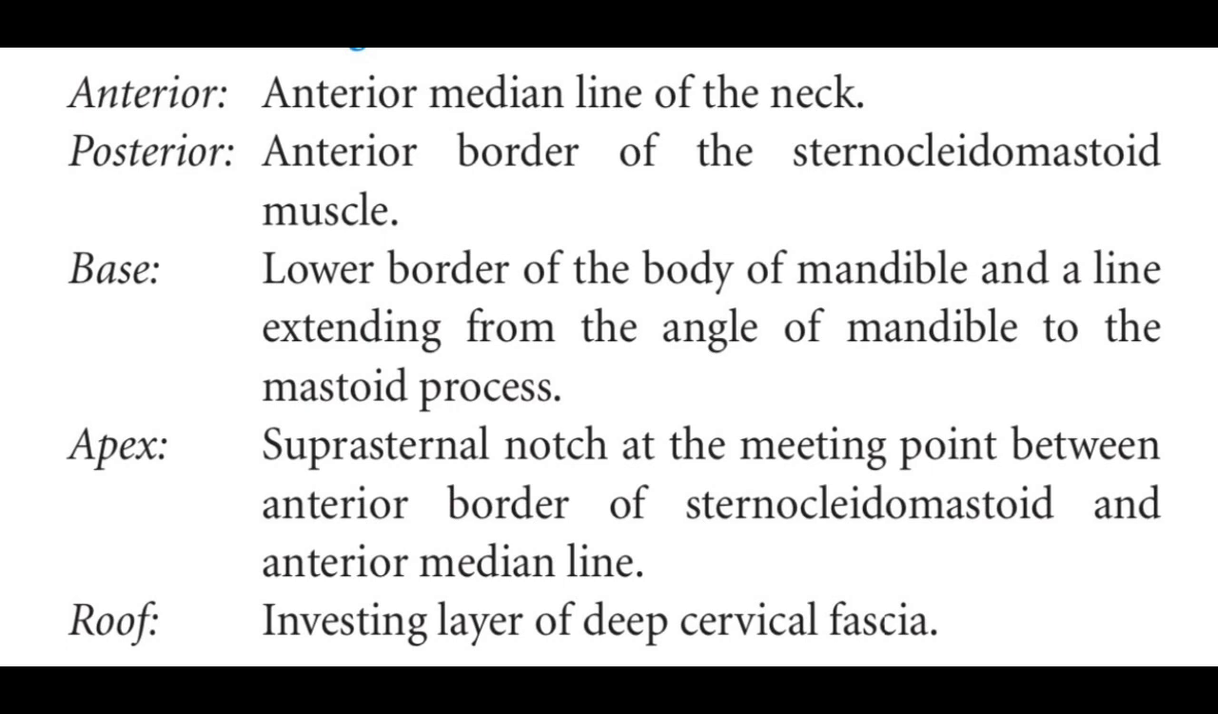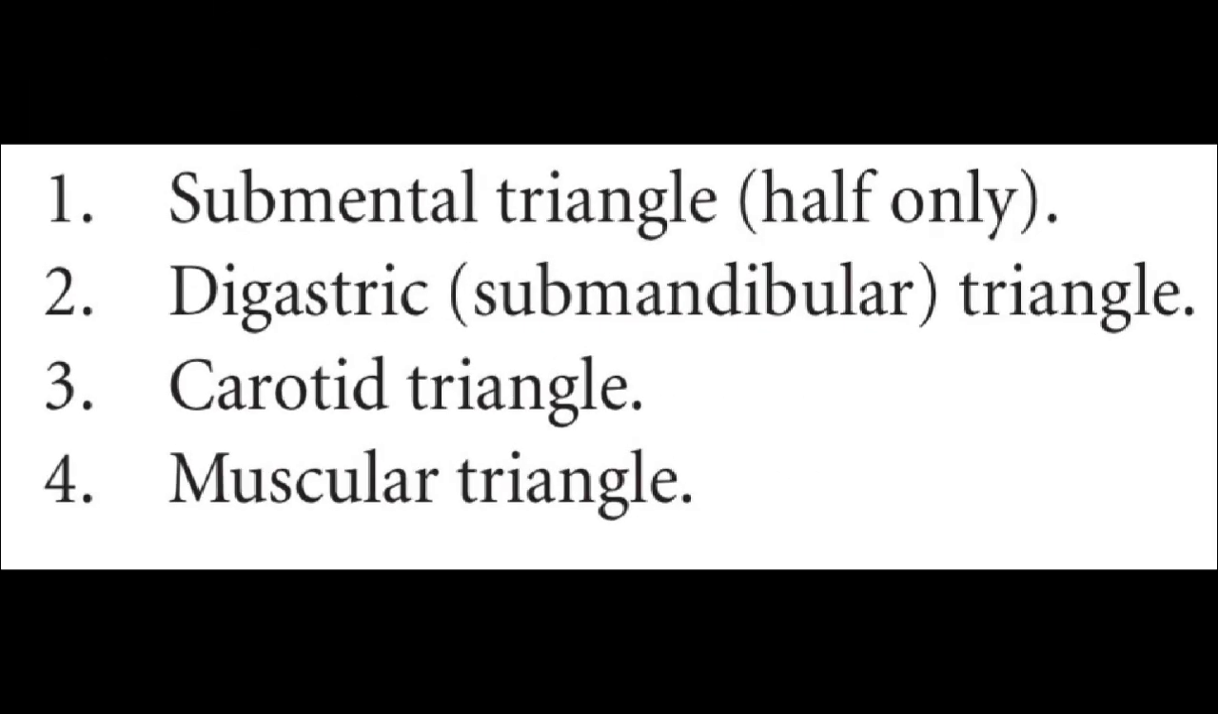In the posterior triangle we only have one triangle, with a division into two triangles, the occipital and the subclavian. But the anterior triangle you can subdivide into four triangles. The first one is the submental triangle. You have the digastric or submandibular triangle, the carotid triangle, and the muscular triangle. Don't forget it. We'll be talking about them one after the other.